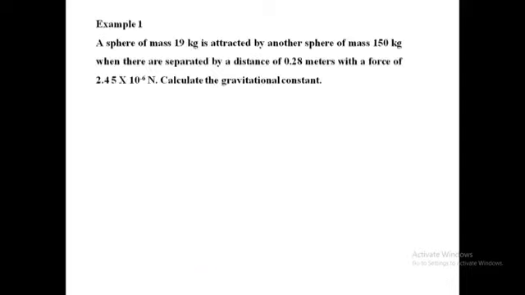First problem, example number 1. A sphere of mass 19 kg is attracted by another sphere of mass 150 kg, when they are separated by a distance of 0.28 meter, with a force of 2.45 × 10^-6 Newton. In this, we have to calculate the gravitational constant.